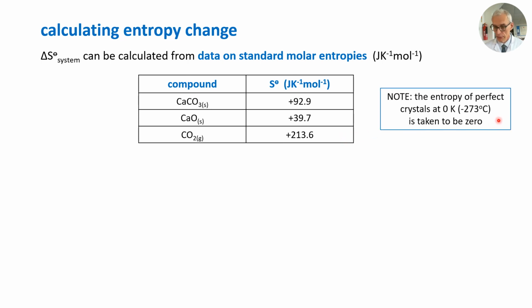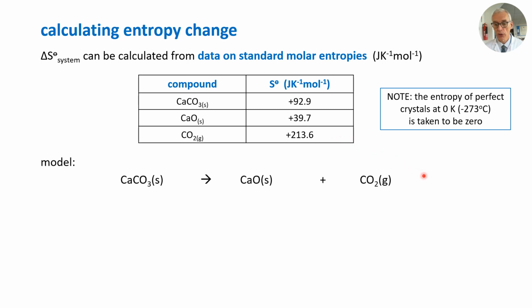Now, these values are obtained from calculations, but our starting point would be that the entropy of perfect crystals at 0 Kelvin, minus 273 Celsius, is taken to be 0. So at standard conditions, 25 Celsius, carbon dioxide is calculated to have a standard molar entropy of plus 213.6. As A-level chemists, we do not have to concern ourselves with that calculation. We just use the data.